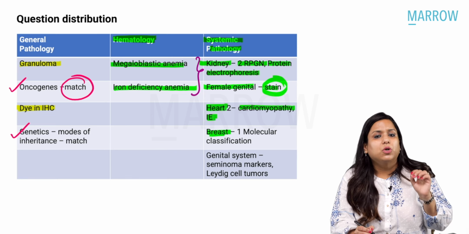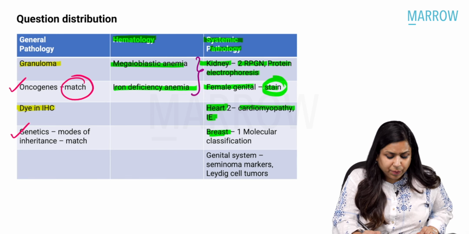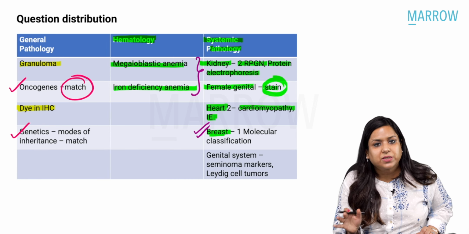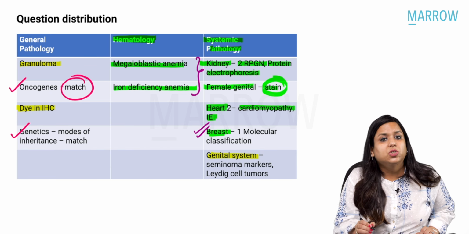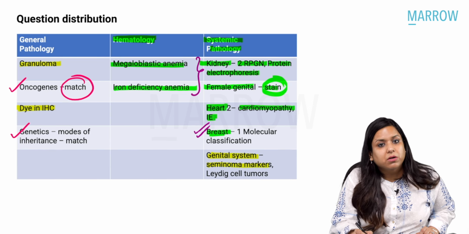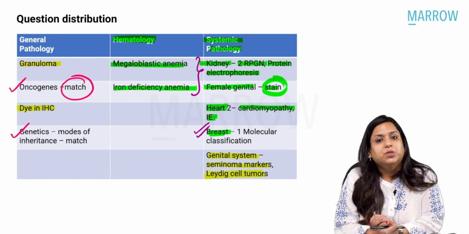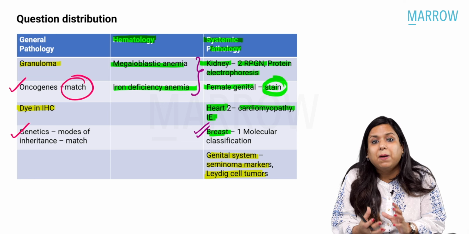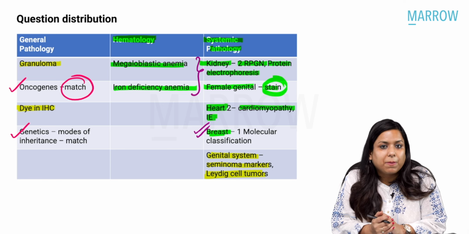Breast, one of the favorite topics of the examiner is the molecular classification of breast cancer. So a fairly easy question on the molecular classification of breast cancer was asked, right? Now there were two other questions asked from the genital system, one on the markers in seminoma and the other on the images of Leydig cell tumors. These were the questions which were told to me by different students. So we are going to discuss all these questions one by one, right?